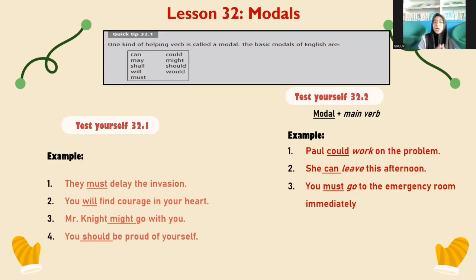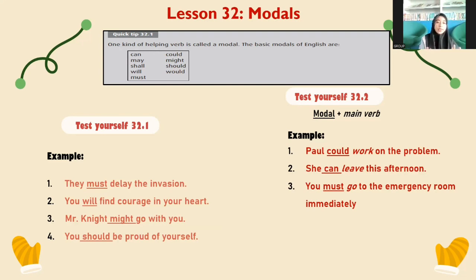Okay, now I will explain about lesson 32, modals. Quick tip 32.1. One kind of helping verb is called a modal. The basic modals of English are can, may, shall, will, must, could, might, should, and would.